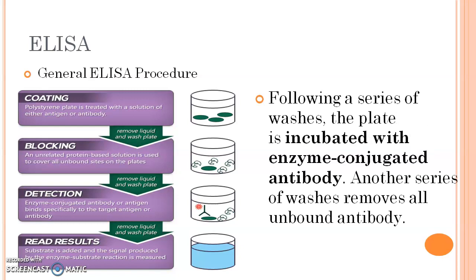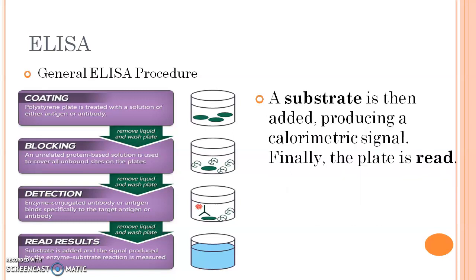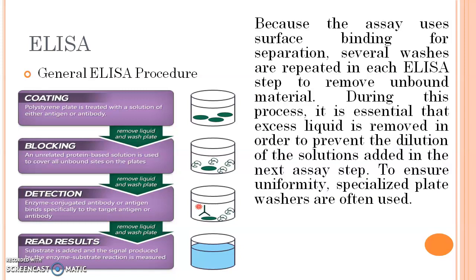Following a series of washes, the plate is incubated with enzyme-conjugated antibody. Another series of washes removes all unbound antibodies. A substrate is then added, producing a colorimetric signal. Finally, the plate is read. Because the assay uses surface binding for separation, several washes are repeated in each ELISA step to remove unbound material. During this process, it is essential that excess liquid is removed in order to prevent the dilution of solutions added in the next assay step.